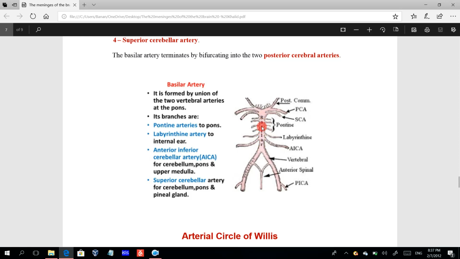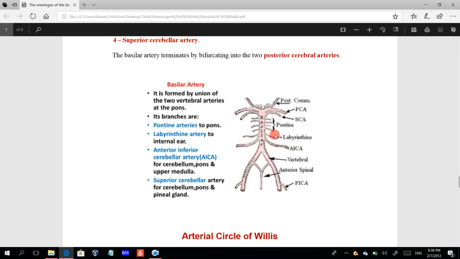And this basilar artery will give us these branches. The first branch is the anterior inferior cerebellar artery. So the posterior inferior cerebellar artery from the vertebral artery, and the anterior inferior cerebellar artery from the basilar artery. Of course, this is on both sides, on the right and on the left, and these two arteries will supply the cerebellum.